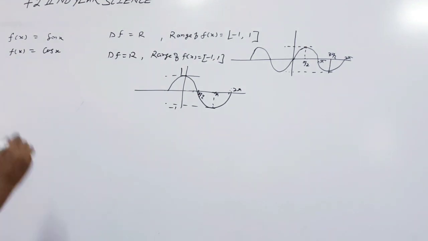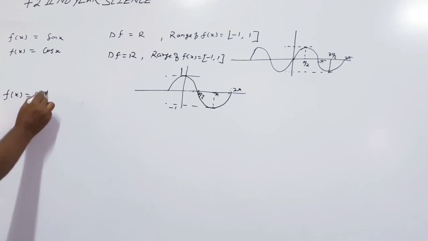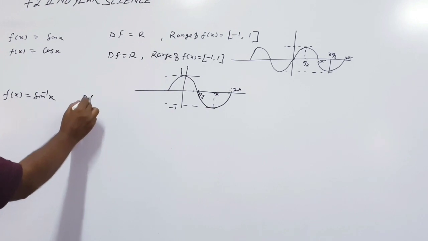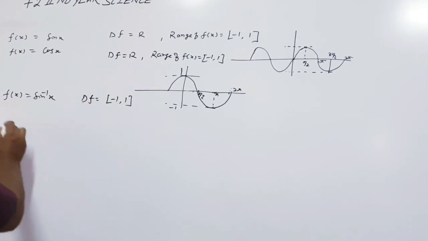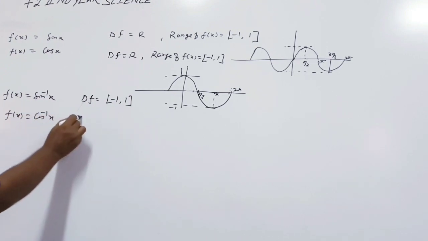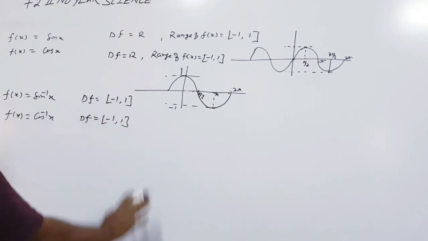Now similarly, suppose f of x equal to sin inverse x. What is the domain of sin inverse x? So -1 to +1. And f of x equal to cos inverse x, the domain of the function equals -1 to +1. x lies between -1 and +1.